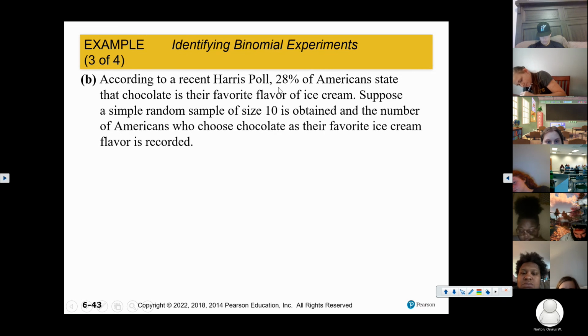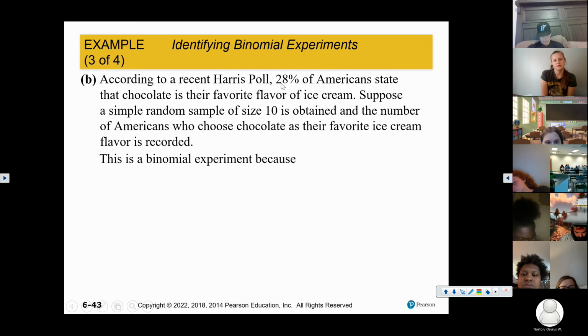According to a recent Harris poll, there's P. Somebody tell me what Q is. 0.72, good. So P is 0.28, Q is 0.72. Chocolate is their favorite flavor ice cream. So your answer is either chocolate or what? Not chocolate. Most of your binomials are going to be either this or not this. You can't say vanilla because there's also strawberry, and whatever, 55 different flavors. So you can't say just vanilla. You have to say not chocolate.